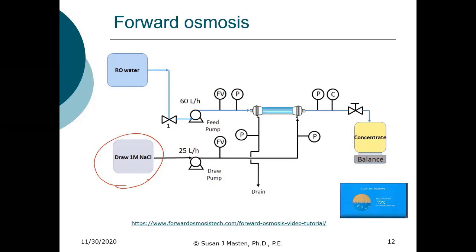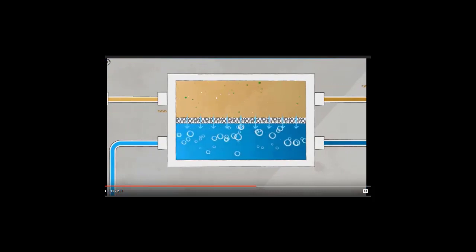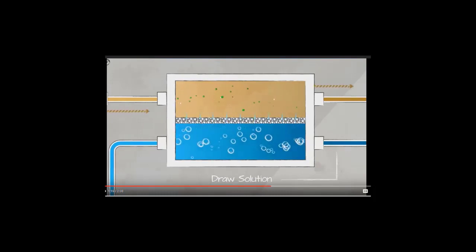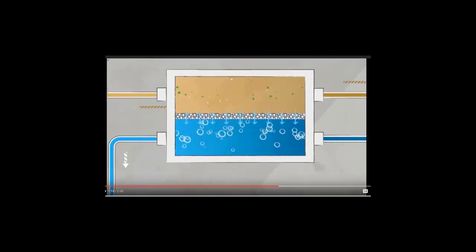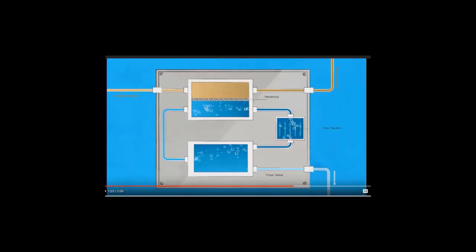So they're using a high concentration, in this case shown here, of sodium chloride. And that concentration is what's driving the process. Percent of dissolved impurities, but is super thin so H2O can easily pass through. Just as impressive, Oasis uses a highly concentrated salt solution to draw clean water across the membrane without using energy-hungry high-pressure pumps. The water and draw solution are then separated using low-grade heat or a secondary membrane.